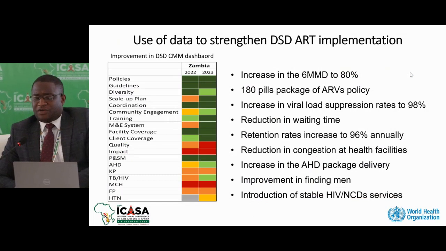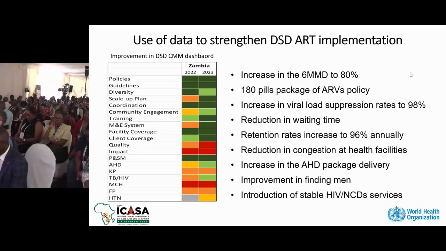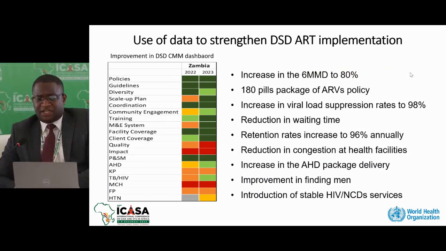How have we used our data? The first thing is we've used the output from the data to increase our multi-month dispensing. Over time, this has grown from 40% to about 80, 95, keeps on fluctuating. But again, the DSD data helps us in our quantification processes.